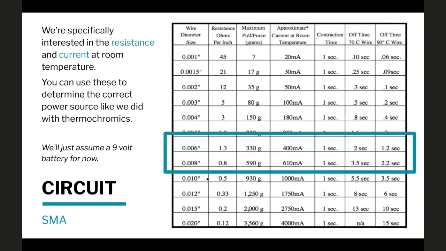So here you want to take a look at the data sheet. This is the data sheet for the Dynalloy SMAs. You can use this information to calculate the power source, similar to the way that we did for the thermochromic ink. Again, I like to use the 0.008 inch diameter. We know that it has a resistance of 0.8 ohms per inch, and that we need to work in a range of about 610 milliamps. We can also see that the contraction time takes about 1 second, and that the off time is about 2.2 seconds. We're just going to assume that we have a 9-volt battery for now, which generally works best as opposed to a larger milliamp hour LiPo battery.